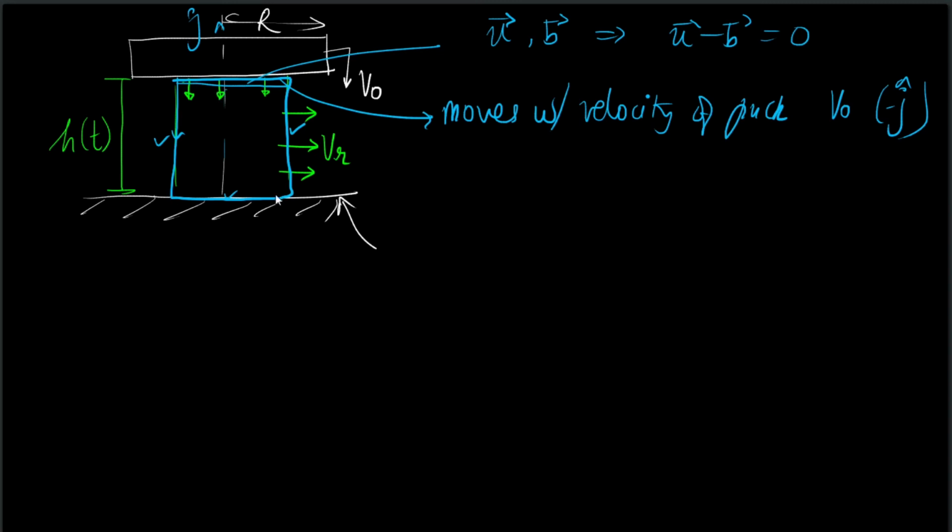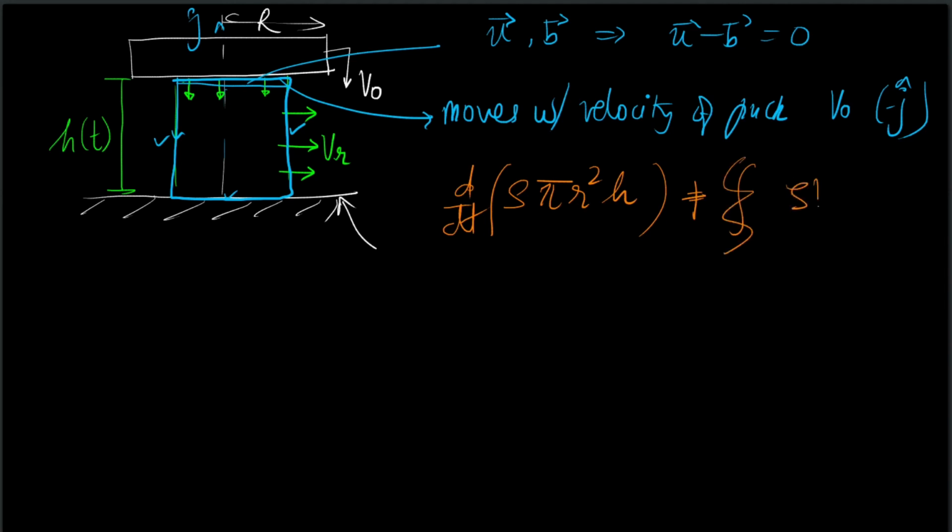So for this entire control volume, the volume term will be d/dt of the integral. So what is the volume going to be? It's going to be pi r square into h, right? This is going to be the volume, and this is going to be this plus. So now what are the fluxes? The only flux that is going out is this one, so it will be rho Vr into h.